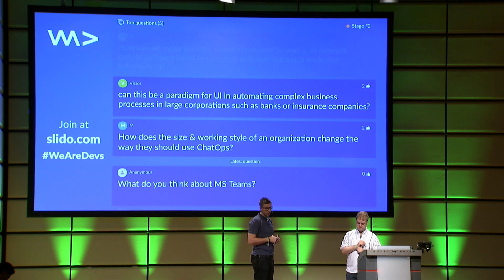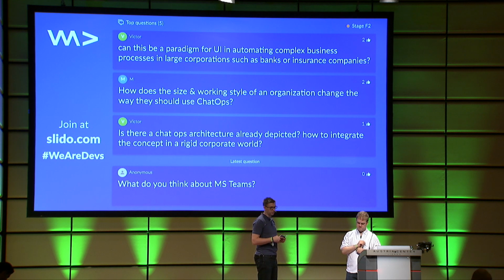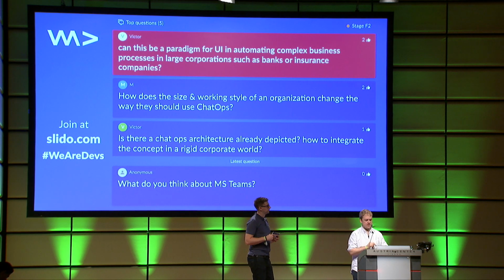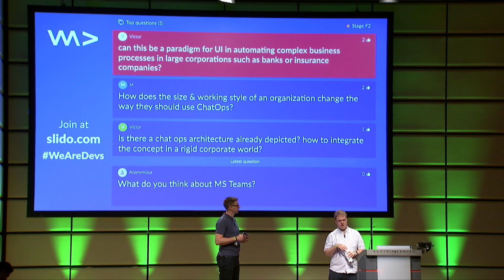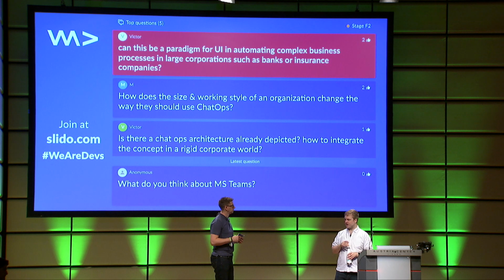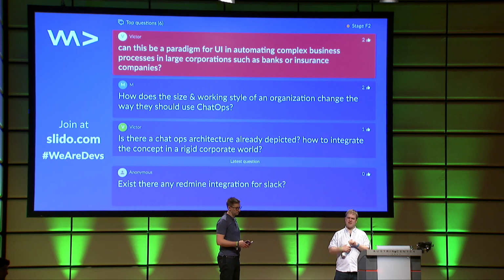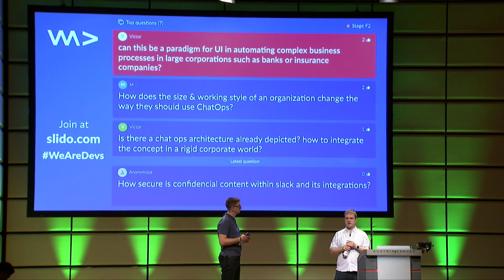Okay, can this be used in automating complex business processes in corporations such as banks or financial or insurance companies? Yeah, we have a bunch of organizations that would traditionally be regarded as not particularly technically forward, but we have a bunch of them on Slack, and they're doing everything. A really common and relatively sensitive one is recruiting decisions. Greenhouse, which is an applicant tracking system, integrates with Slack, and you can go through the entire hiring process in Slack, up to and including approving the person's salary.